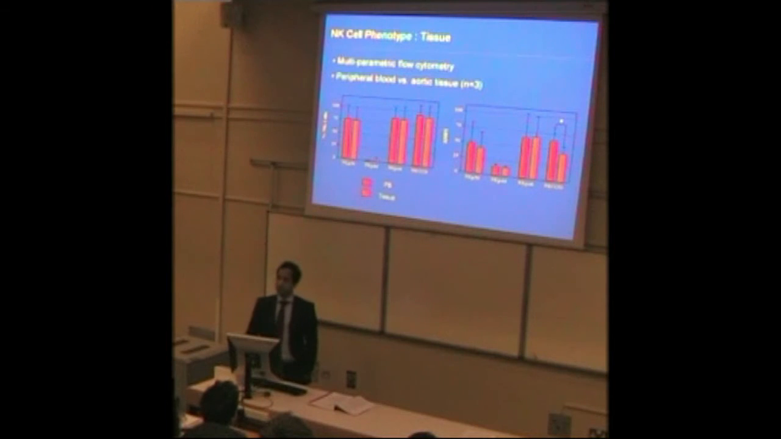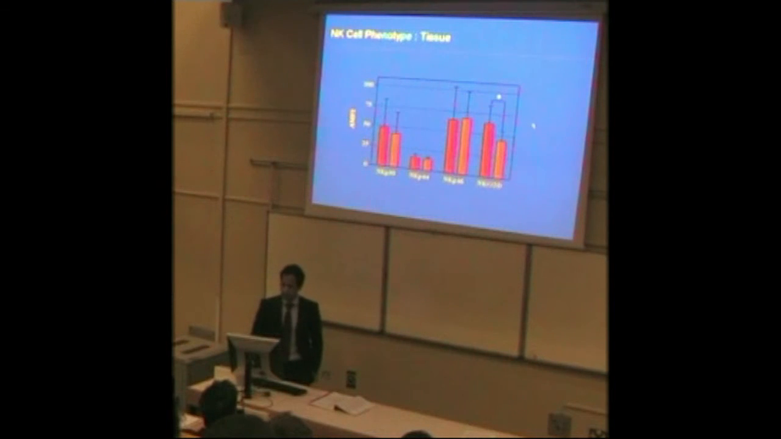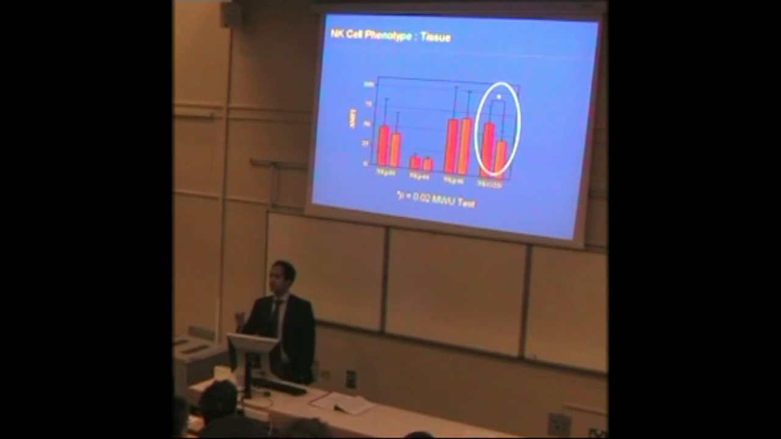And although on the whole there was no difference between the 2 areas, either peripheral blood or the aortic wall, what was interesting is that the cell surface density of NKG2D on tissue NK cells, which is enlarged here, was significantly reduced. What this suggests is that within the aortic wall, there may be potential ligands for this receptor that result in natural receptor downmodulation.